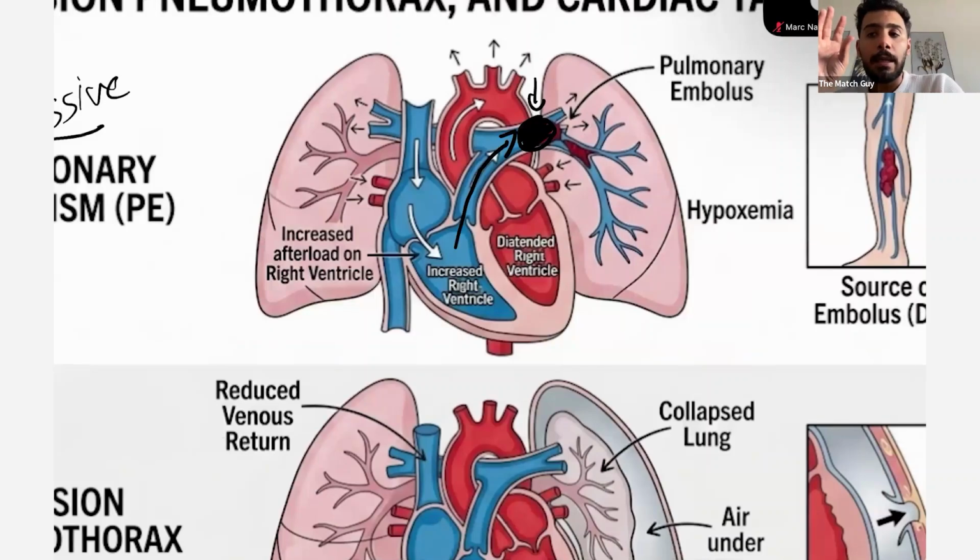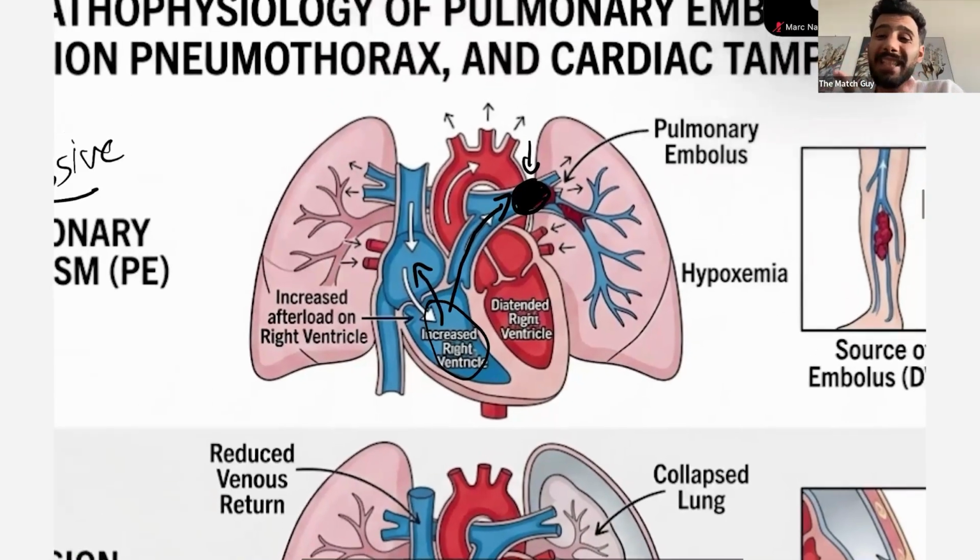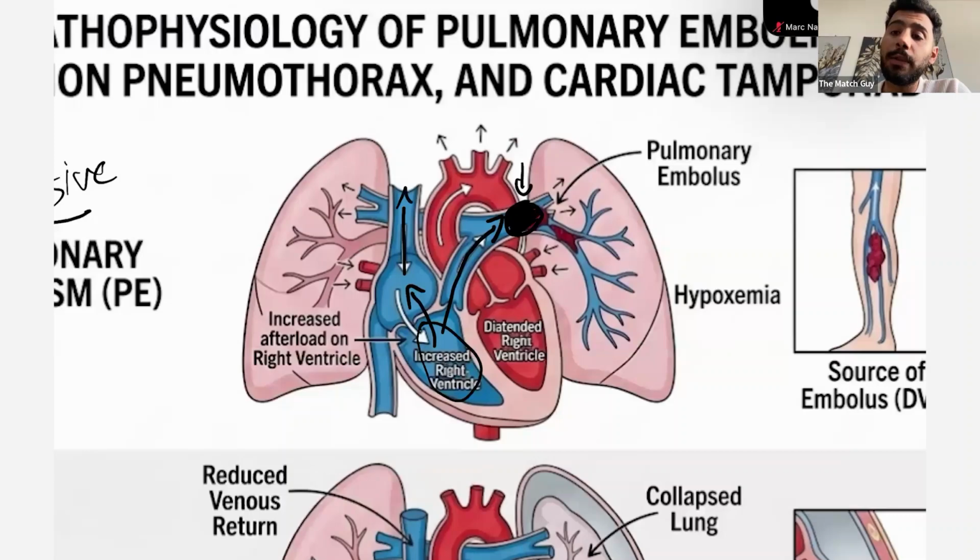Now, since the right ventricle is having so much increased resistance to blood flow, it cannot pump blood effectively through the lungs because of this big blood clot obstructing the blood flow. So the right ventricle is not going to be able to pump enough blood forward. So what is going to happen is that this blood is going to accumulate in the right ventricle and congest the right ventricle, and then it's going to backflow into the right atrium and then go back to the venous system and congest the venous system.